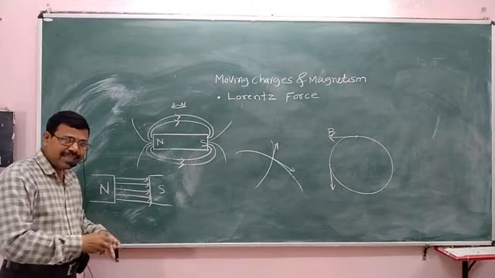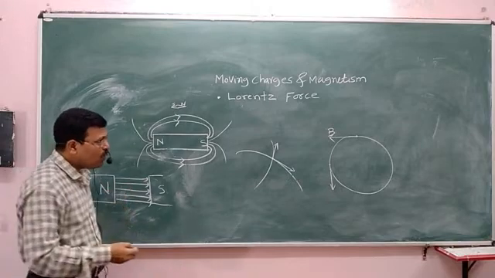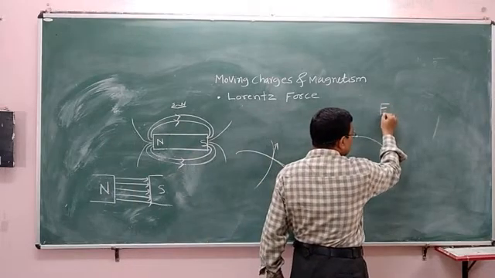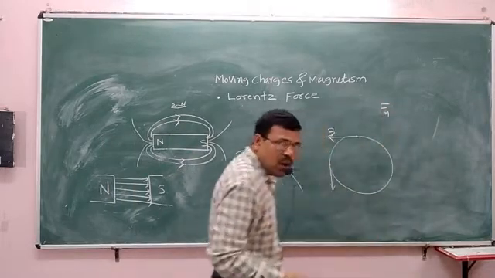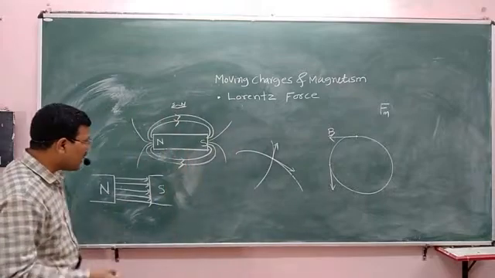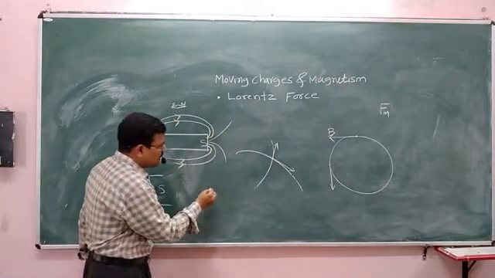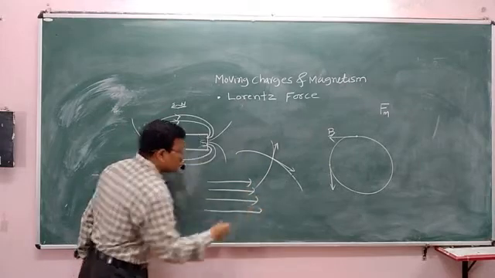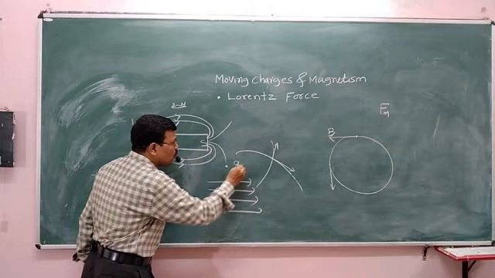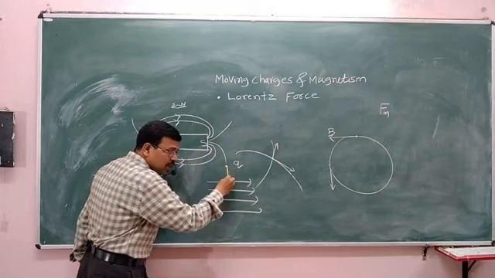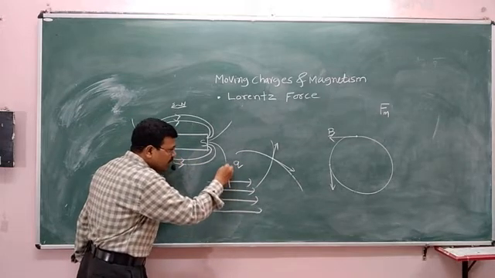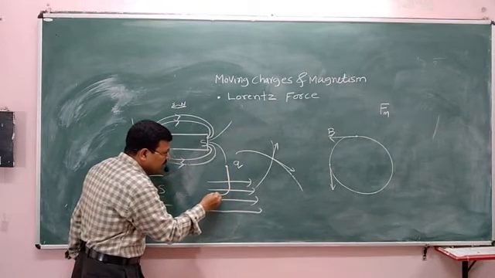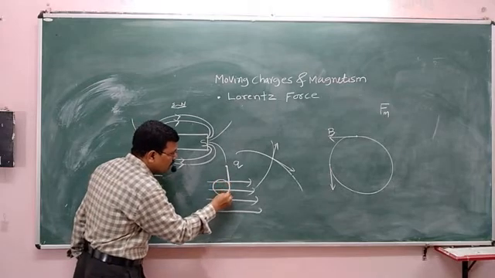And Lorentz studied that the magnetic force experienced by the charged particle depends on the magnitude of the charge. Suppose here is a uniform magnetic field. A charged particle Q is moving in the magnetic field. When it enters into the magnetic field, it takes a circular path.